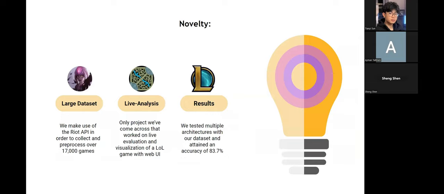The main novelty of our project is, first of all, we have made use of a large data set that satisfies the three V's of big data by leveraging the Riot API in order to get over 17,000 games. Along with that, our project does live analysis, as mentioned earlier, as compared to previous work. And our deep learning model predictions have also been pretty good, with an accuracy of around 83.7% for games which average around 20 to 30 minutes in length.